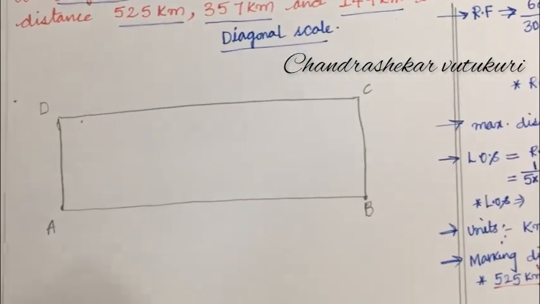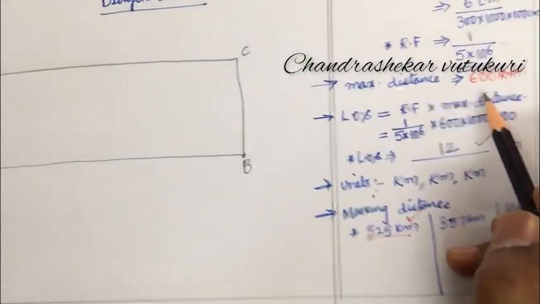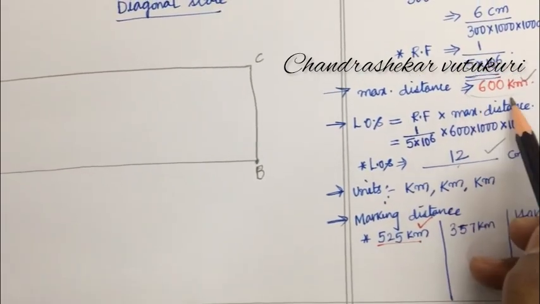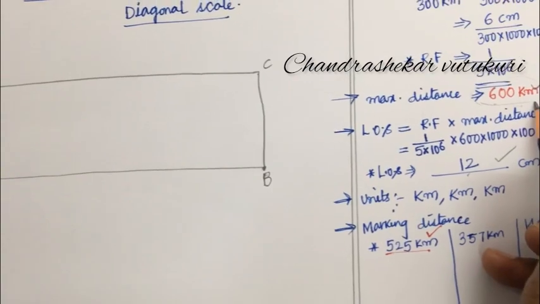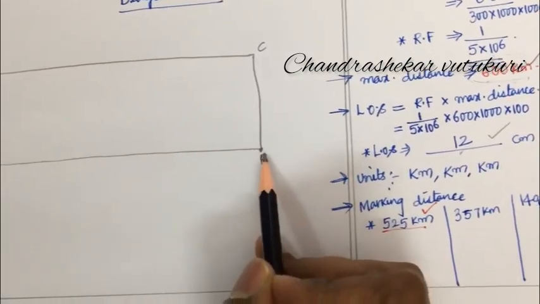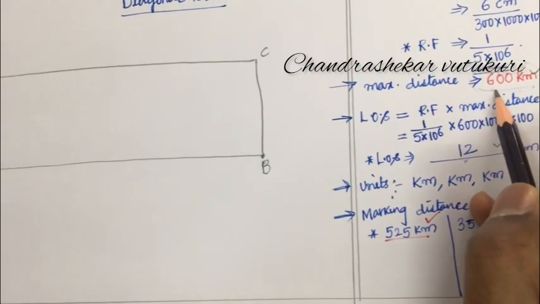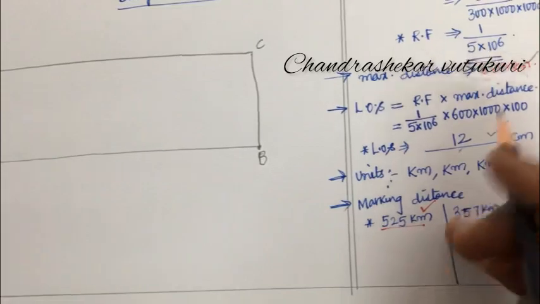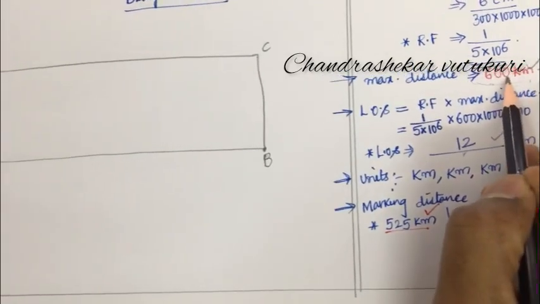Later, we need to look at the maximum distance, the scale which we have plotted on 12 centimeter, where it is of 600 kilometer. I mean, on a 12 centimeter line of the length of the drawing, I need to plot the maximum distance of 600 kilometers.